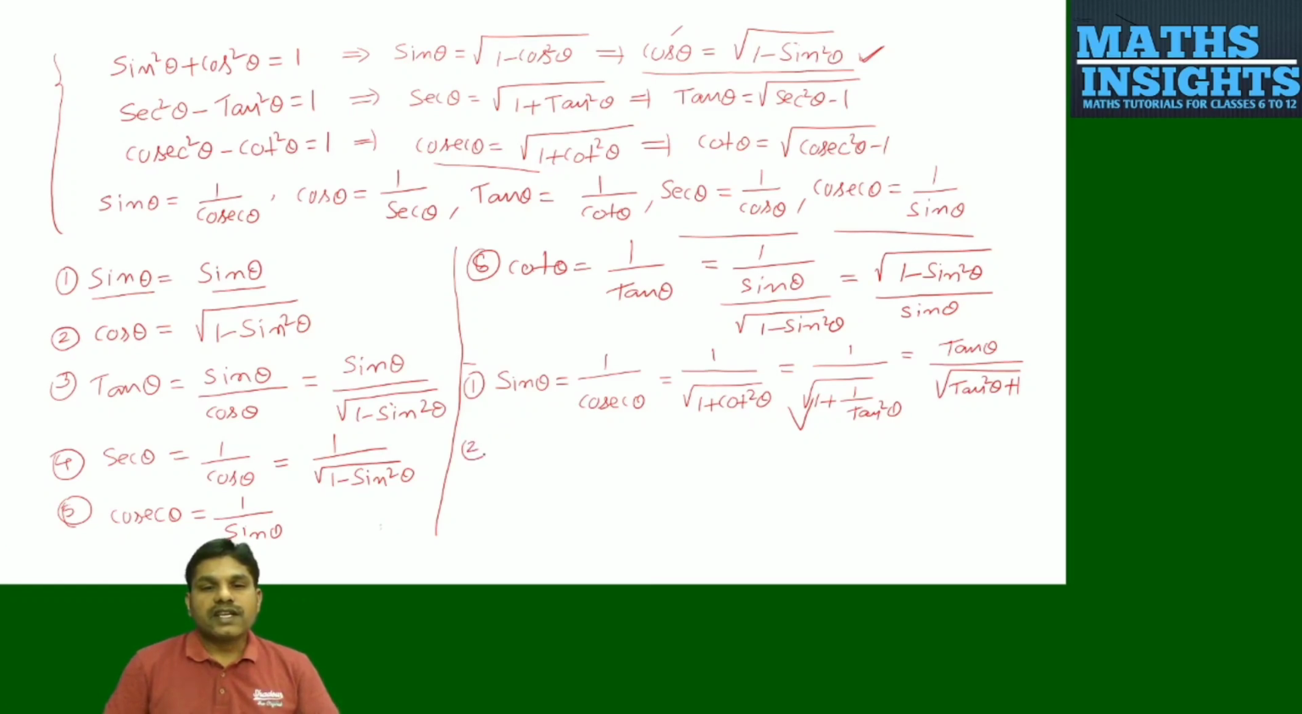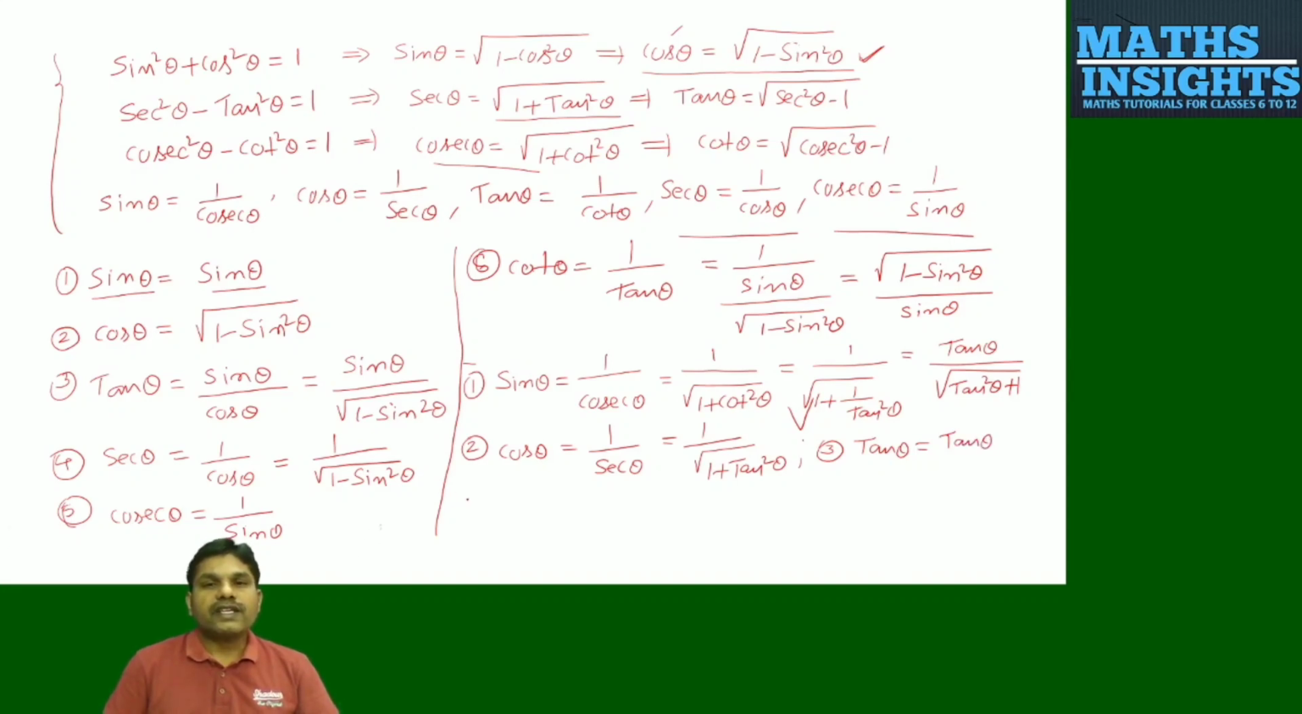If you take the second ratio, what is that? Cos theta. Cos theta is the reciprocal of secant theta. Therefore, you may write it as 1 by secant theta. But secant theta is already written in terms of tan theta. Therefore, in place of secant theta, I am writing square root of 1 plus tan square theta. So it is converted into tan theta. Similarly, if you take the third ratio, tan theta, tan theta can be written as tan theta. So nothing to write here.